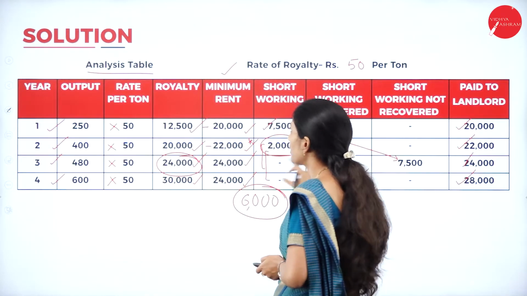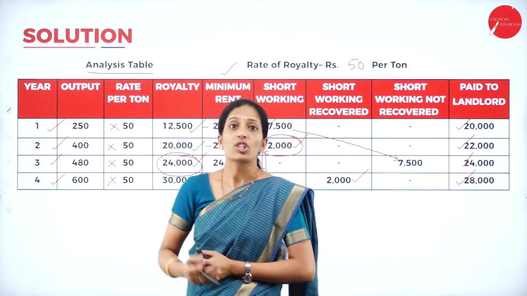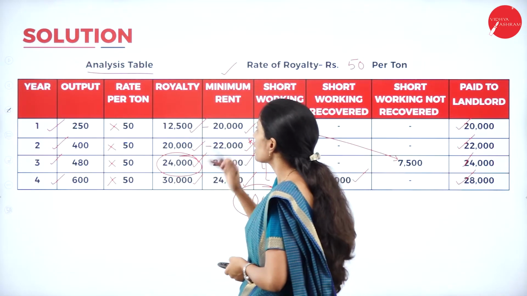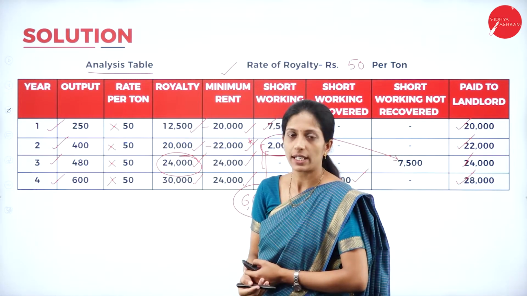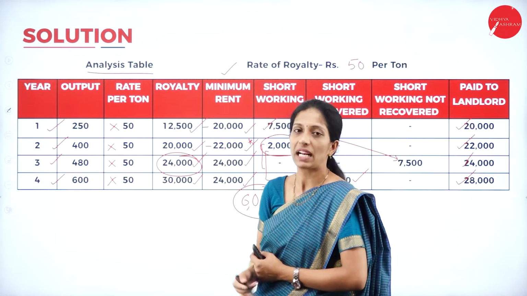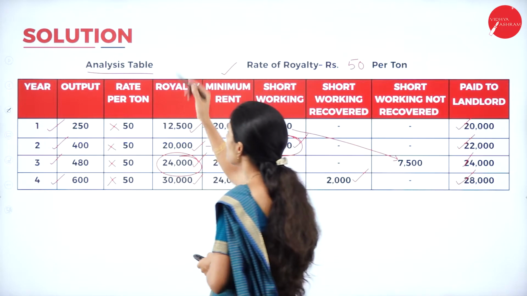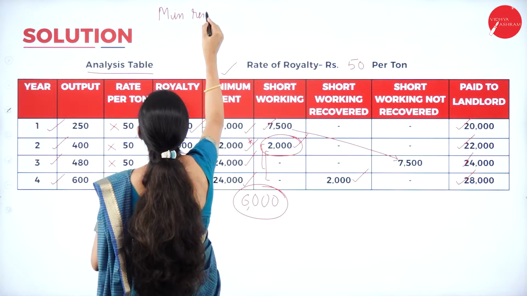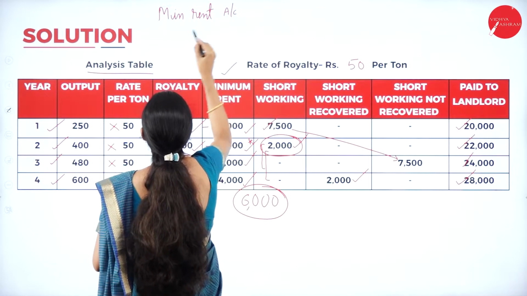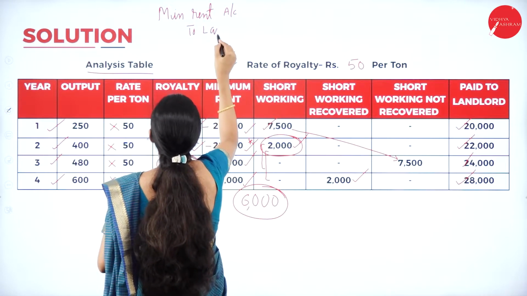So hope you are clear with this royalty table. Now we shall go through the ledger accounts. Now see the first entry. So here minimum rent is greater than royalty. So what is payable? Minimum rent is payable to landlord. So your first entry is what? Minimum rent account debtor to landlord account.